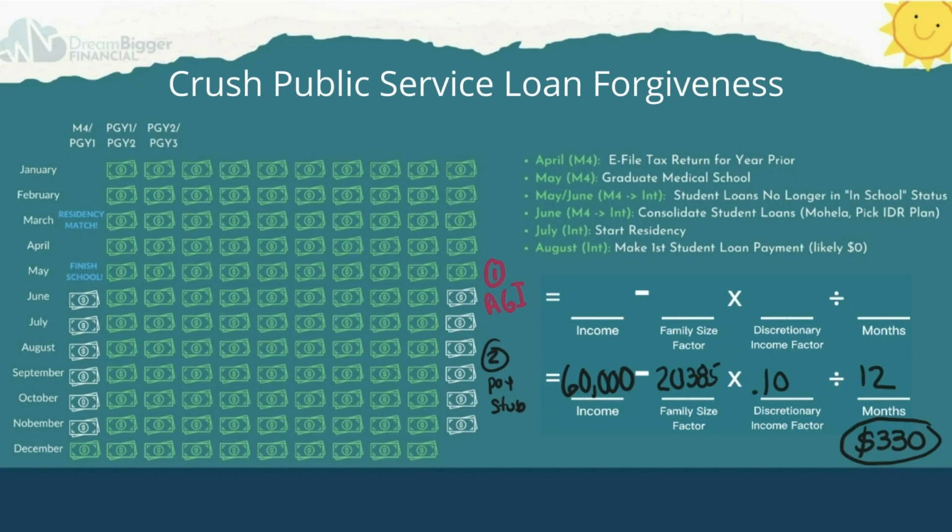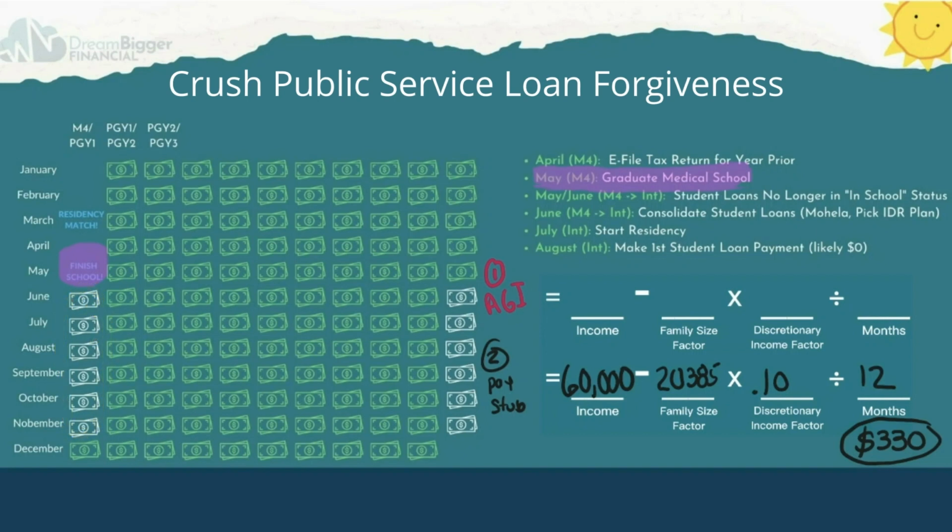So now let's go back to our time frame and understand how that payment will look. Remember, in May is when we finish school and graduate. For most of us, we will forget about our student loans until we have to make our first payment. So we start transitioning into residency in June, and we start our intern year in July. Then we have our 6-month grace period once our student loans flip out of in-school status.